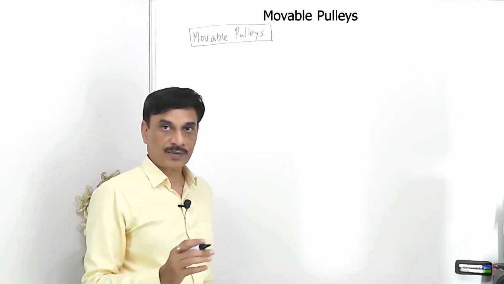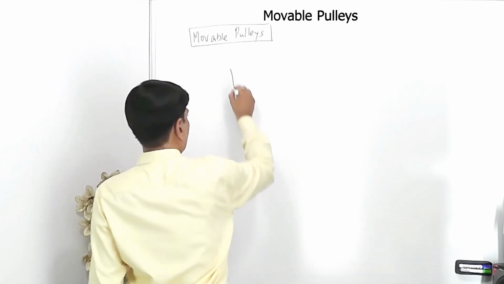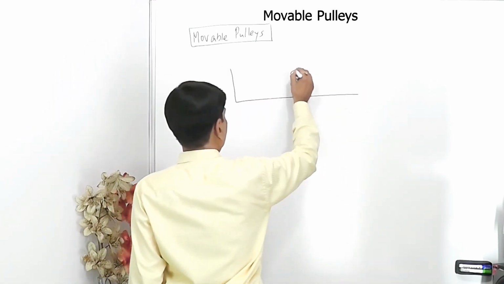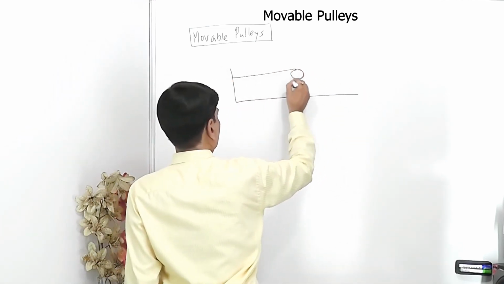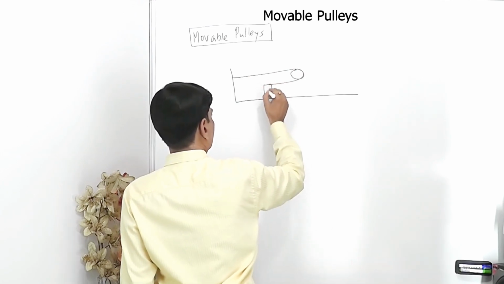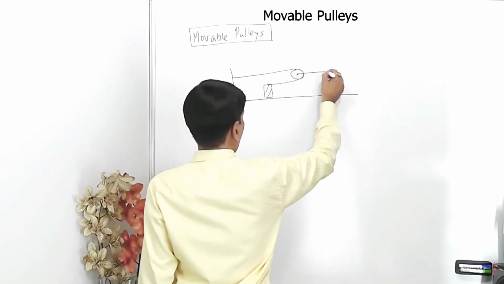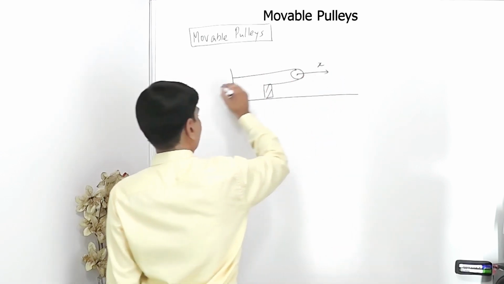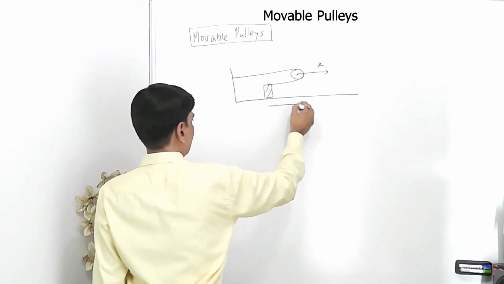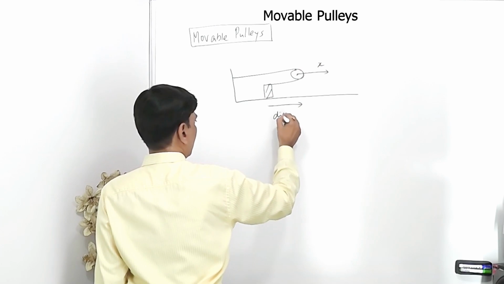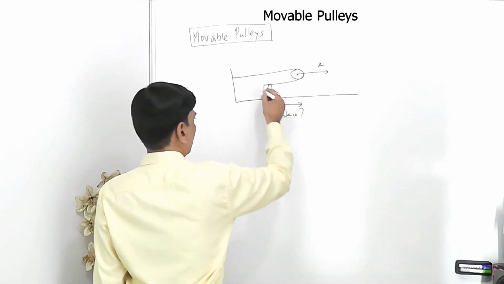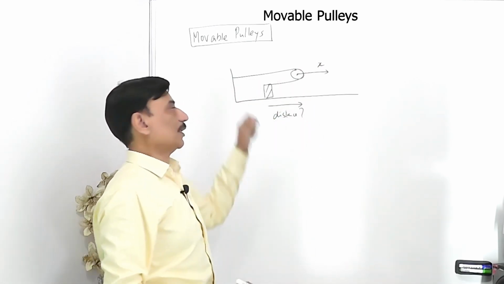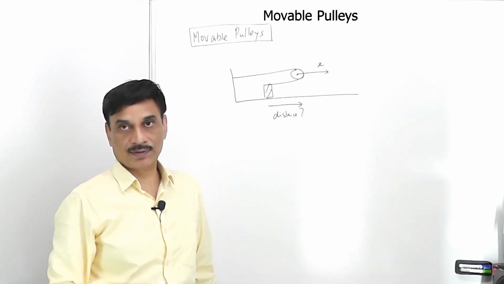Now we are considering a case where there is a movable pulley and over here there is a mass, and we pull this center by distance x, and it is asked by what distance this block will move when the other end of the string is fixed like this.